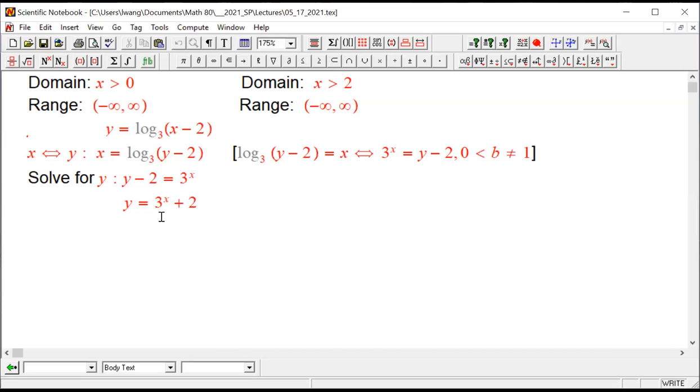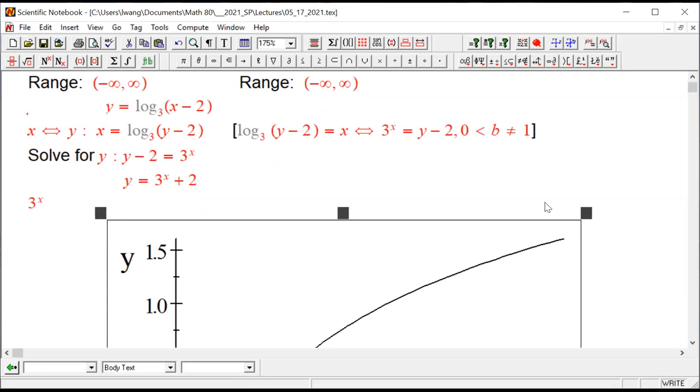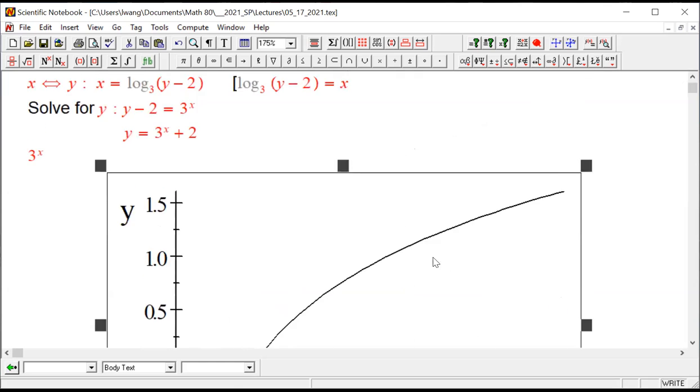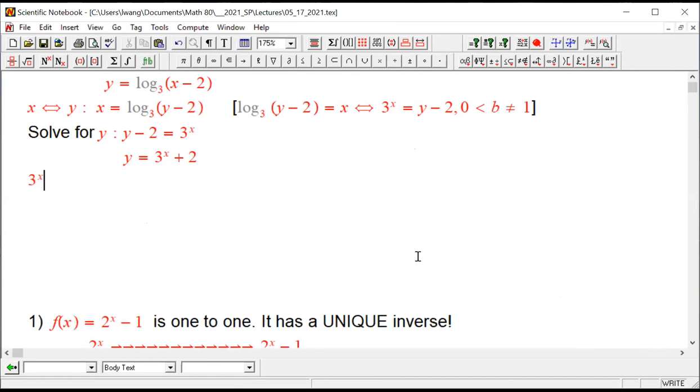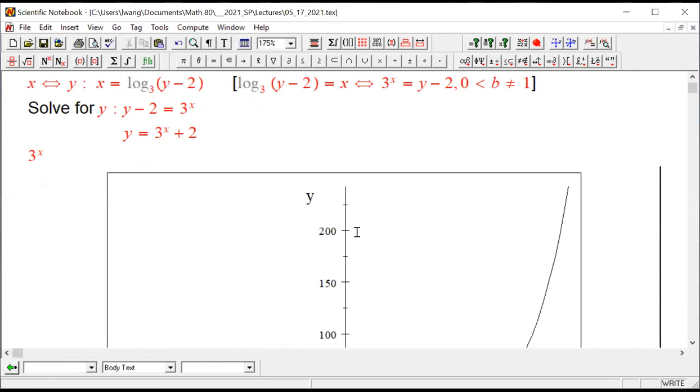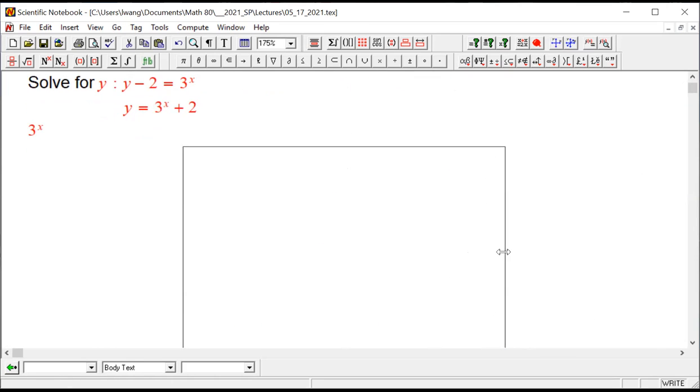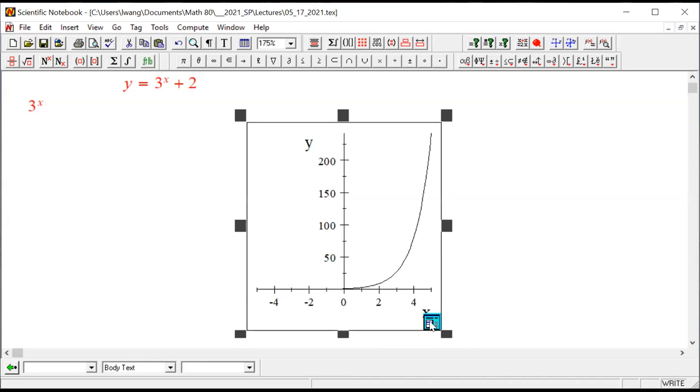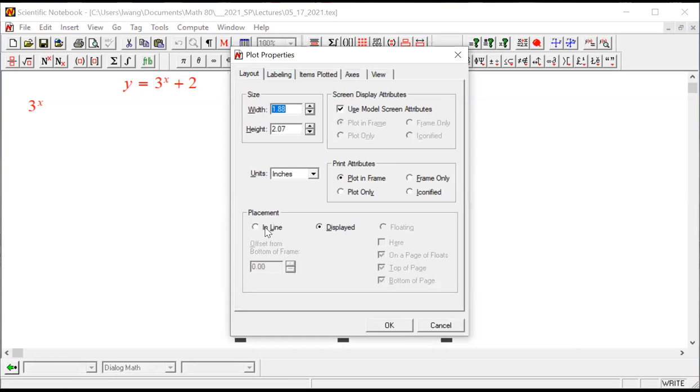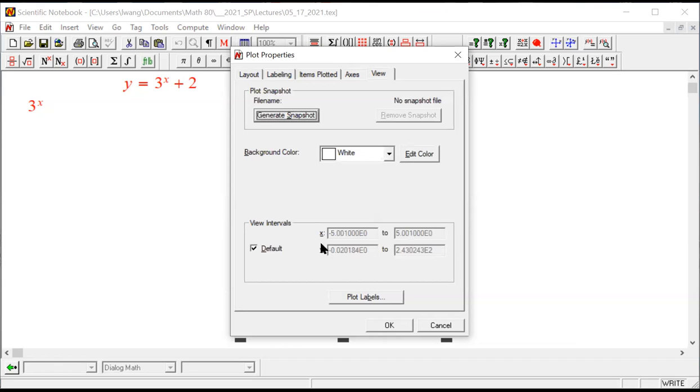It is 3 to the power x shifted up by 2 units. So what's this 3 to the power x? We have graphed 3 to the power x. What am I doing here? No, this is not pasting, sorry. Graphing 3 to the power x. I've graphed this so many times, right? So it's handy. We just use it.